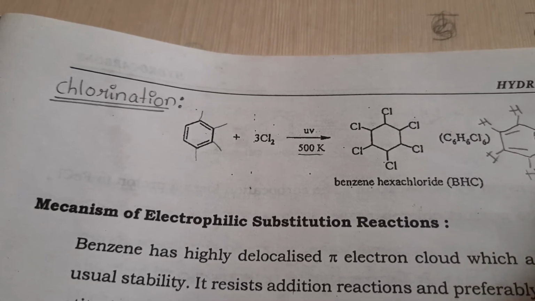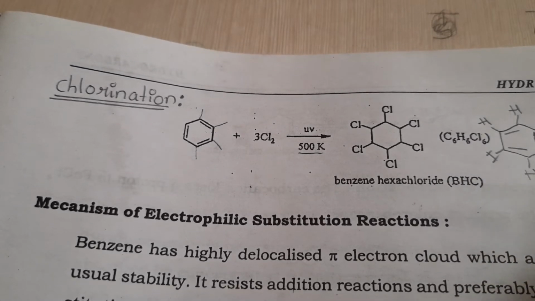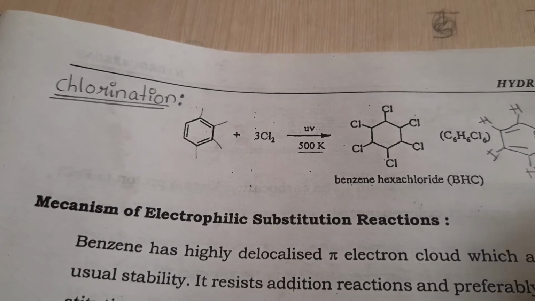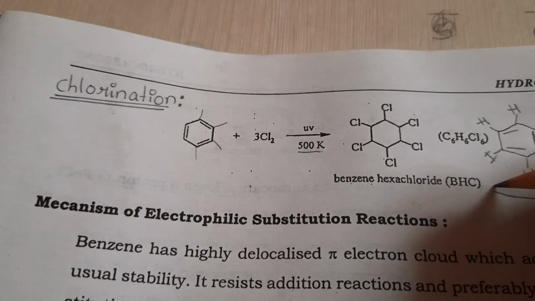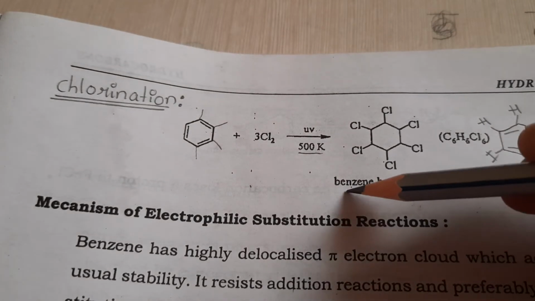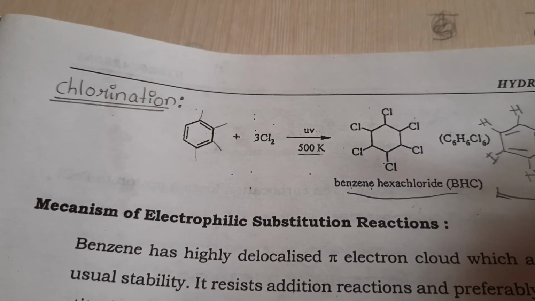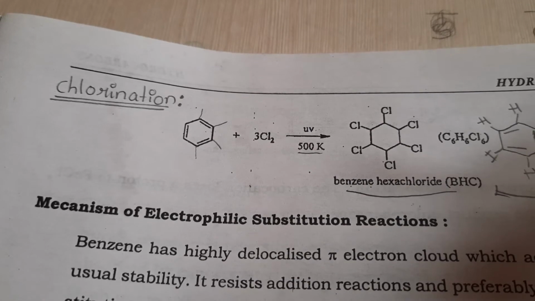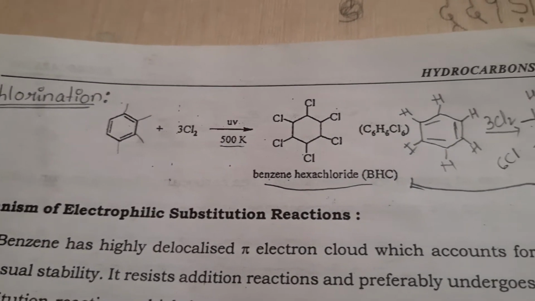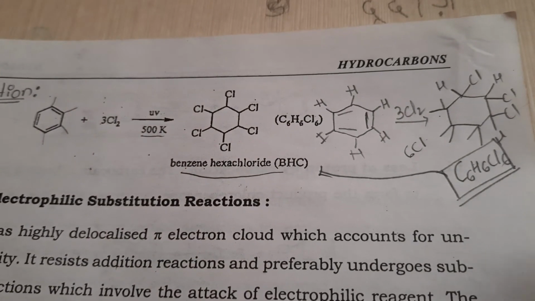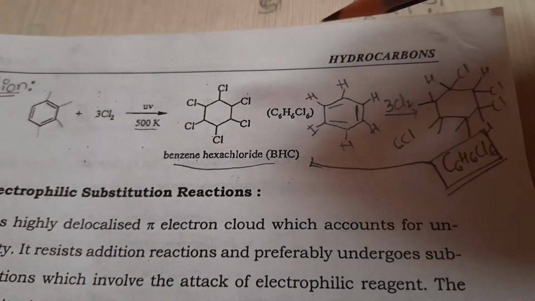So totally the formula will become C6H6Cl6. This is the final product which is obtained. The name of this final product is benzene hexachloride molecule. Benzene hexachloride molecule is obtained. So this is how I have shown the reaction here.